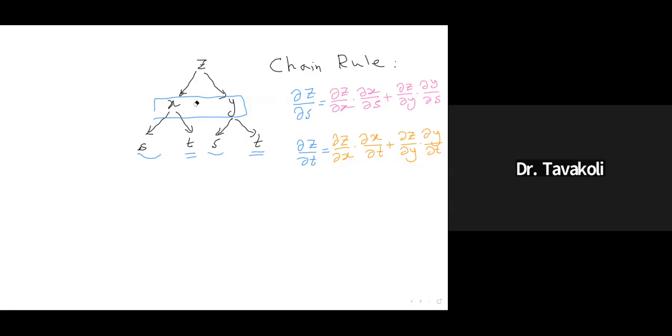So these two form the chain rule for the situation that you see its tree diagram here. Now let's see an example.